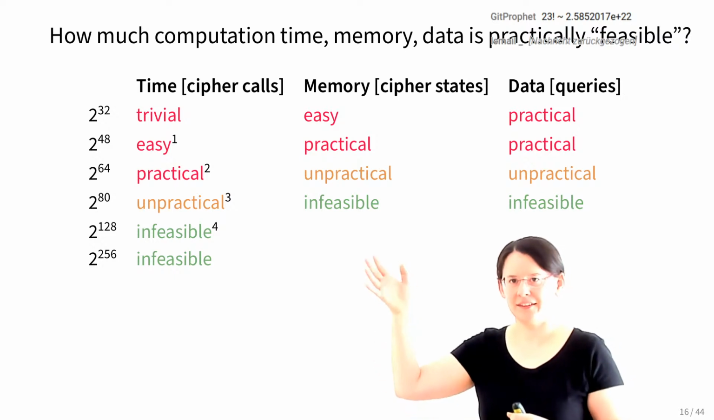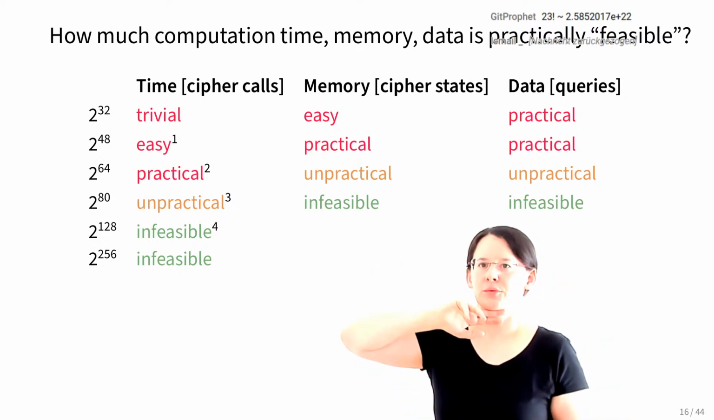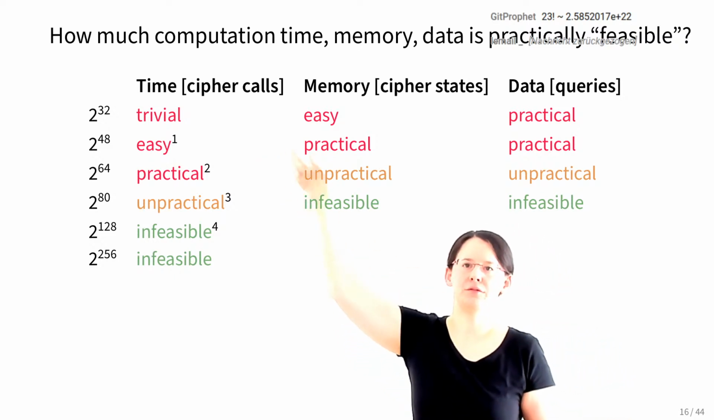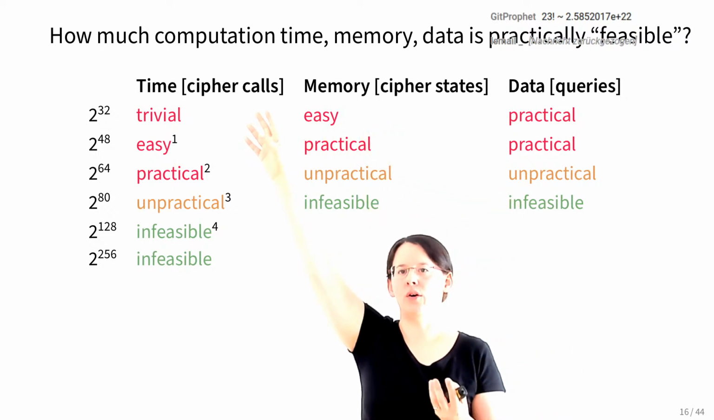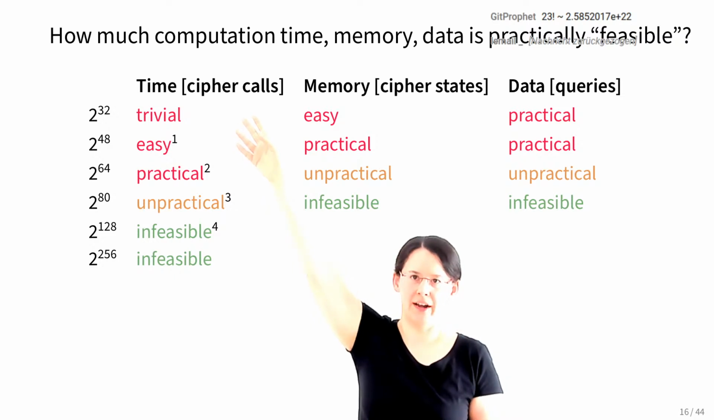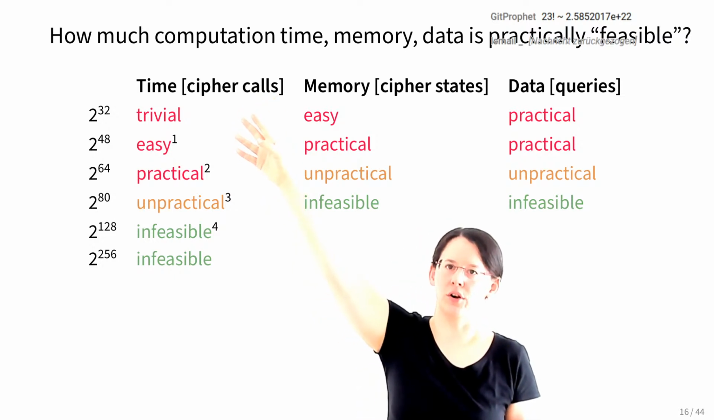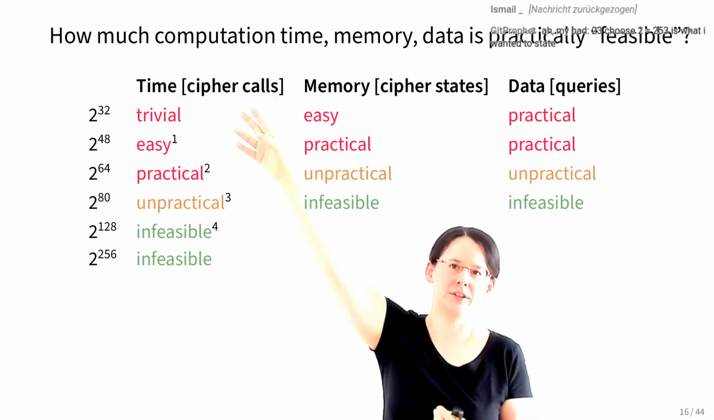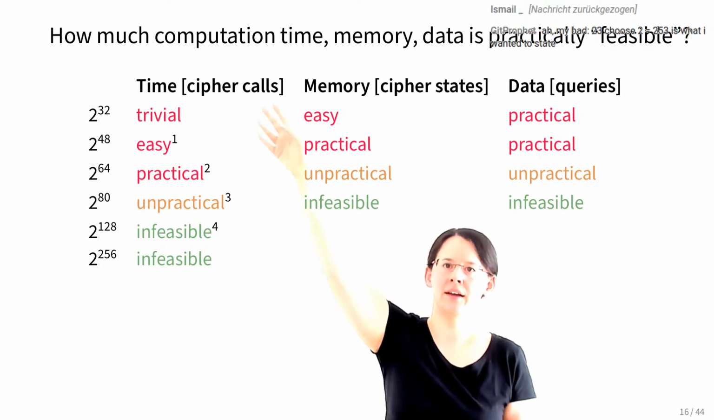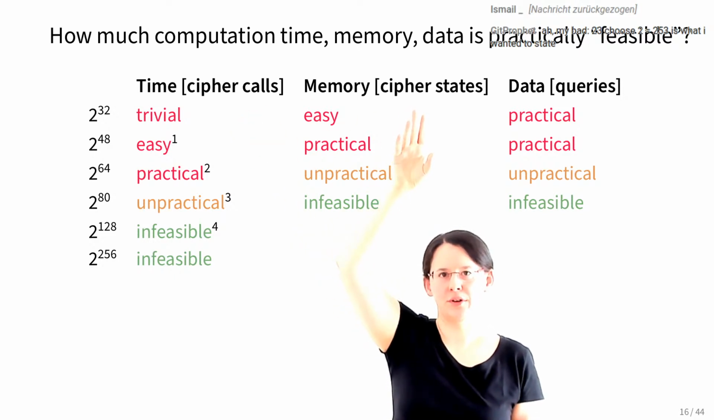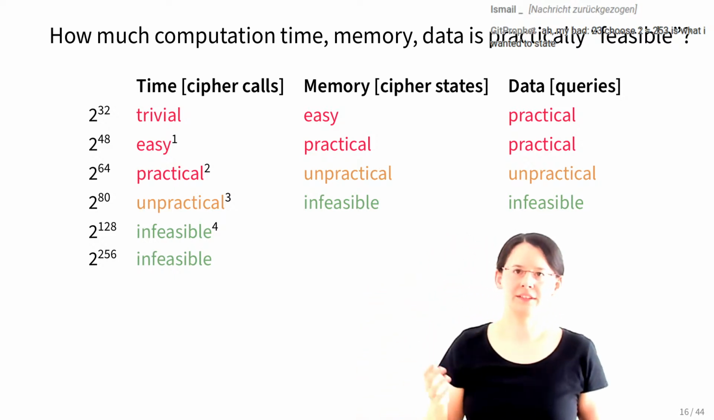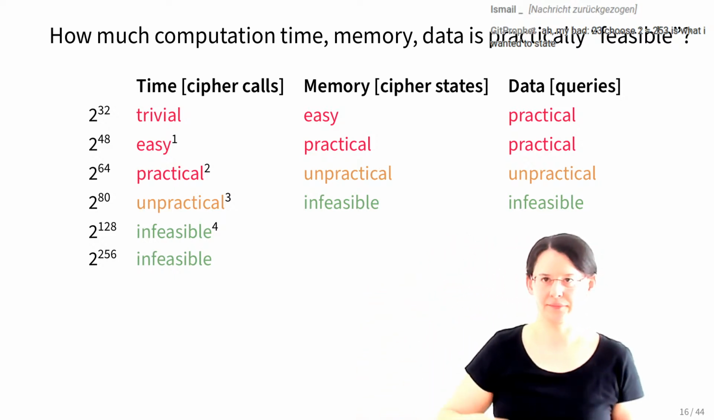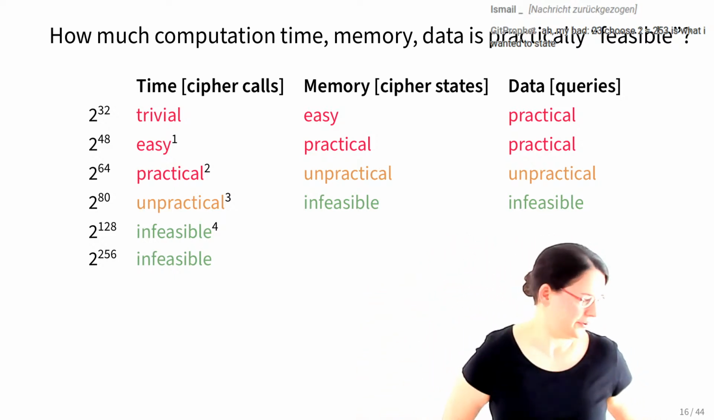In summary, I think this provides a reasonable overview. So what do we have here? I'm evaluating 3 different metrics here. The first metric is how easy is it for an attacker to spend this much time, measured in cipher calls or hash evaluations, because you need, for example, to try as many hashes. Then how much does it cost to have this much memory? And how much or how feasible is it to collect this much data in a practical scenario?